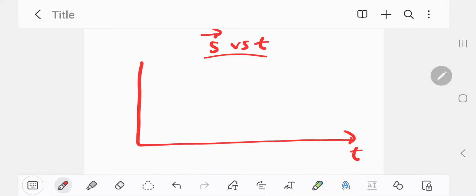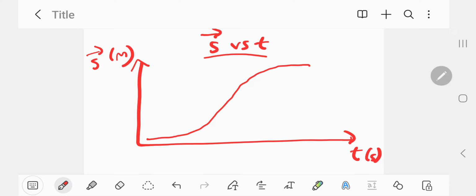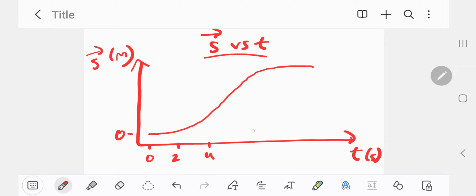Let's sketch time on the x-axis, let's say in seconds, and displacement on the y-axis, let's say in meters. And it looks something like this. I'll put in some numbers. I'll do the best I can with it. It's not to scale, but anyway.